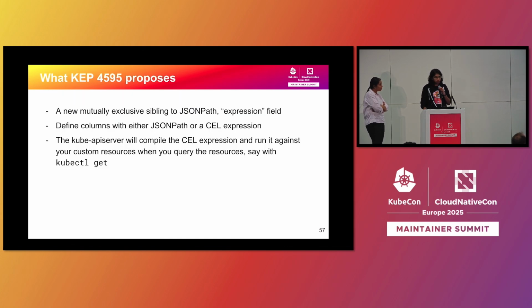What we are proposing with KEP 4595 is that we add a new field along with the JSON path, which would be mutually exclusive. So you can have additional printer columns defined, which define the rule using JSON path or an expression. The CEL expression would use the CRD schema as the input, and you can write expressions to write your own custom additional printer columns. The expression would be compiled and run in the Kube API server, so all of that would run natively, similar to how JSON path is executed in the API server today.